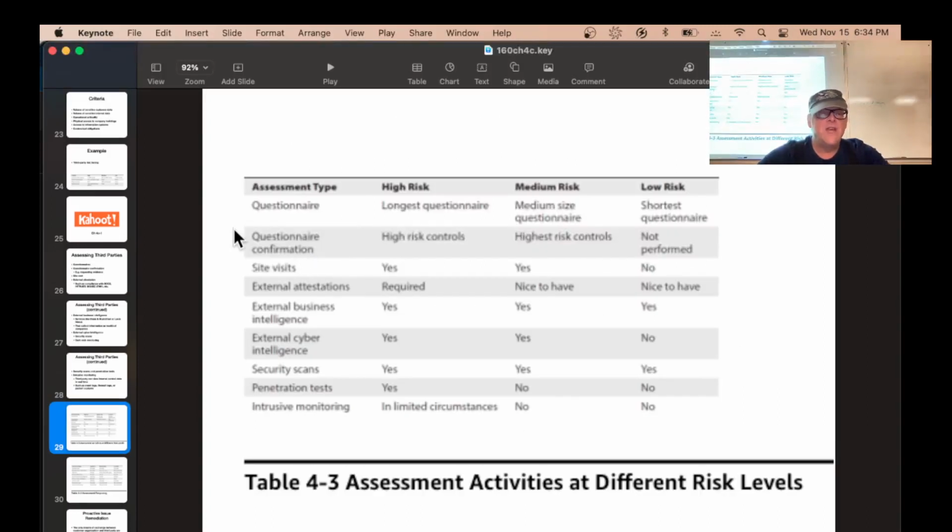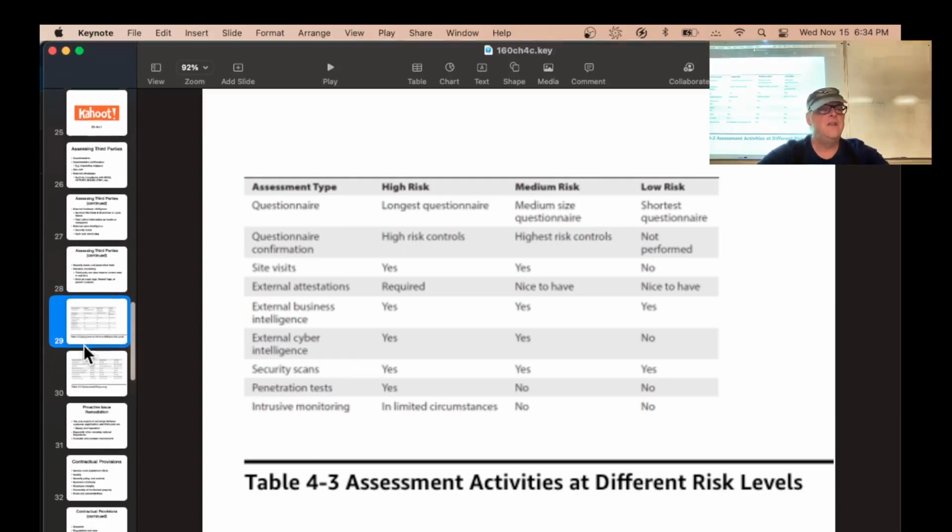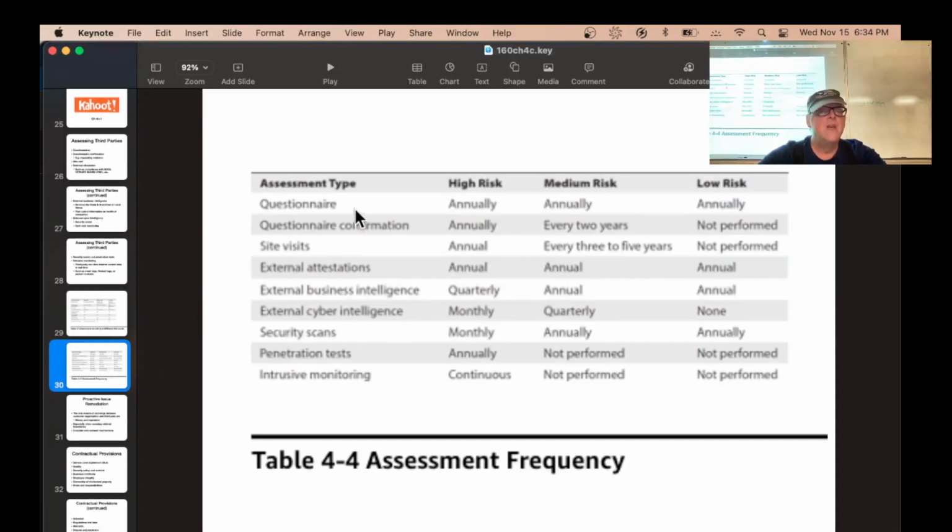So you can have different kinds of assessment. You can have just a questionnaire. You might have confirmation site visits, external intelligence, security scans, and then you can decide whether it's still high risk or low risk, determining how much your assessment activities contribute to your trusting that vendor. And you can consider both the type of assessment and how often you do the assessment. And there are standards for all this. I know one of my clients does in fact have amazingly extensive rules for all these things: how often this test must be done, how often that test must be done.